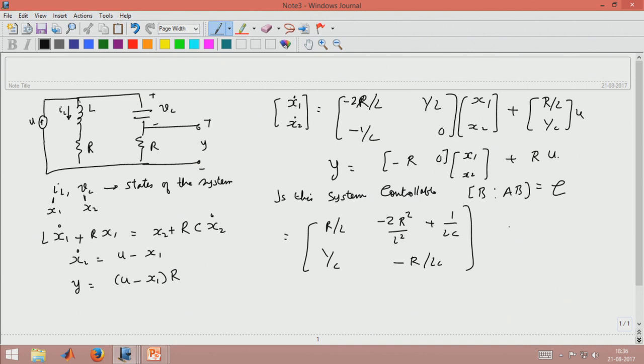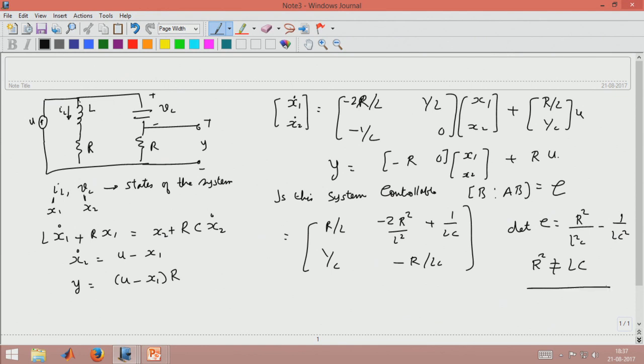And then you see that the determinant of this C is R square by L square C minus 1 over L C square. Or the system is controllable as long as R square is not equal to LC. So for all other values the system is controllable.